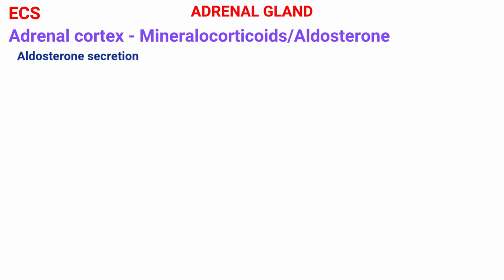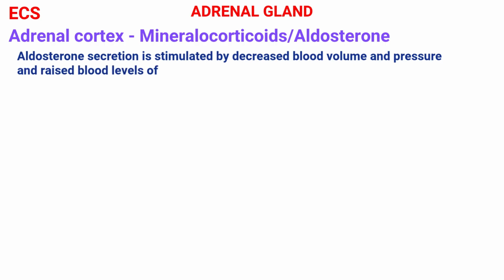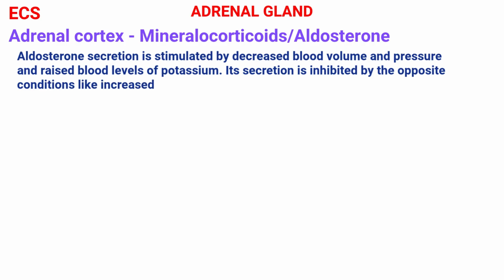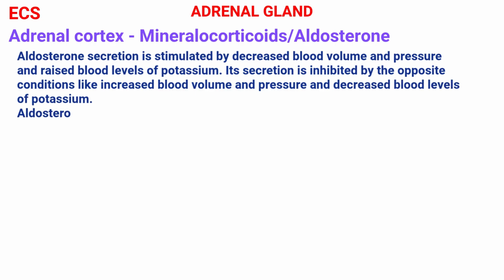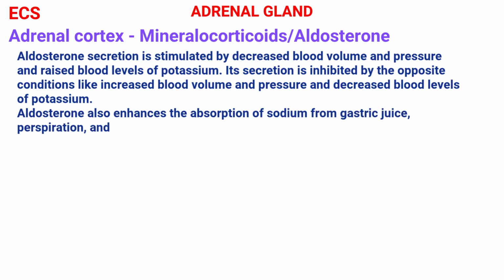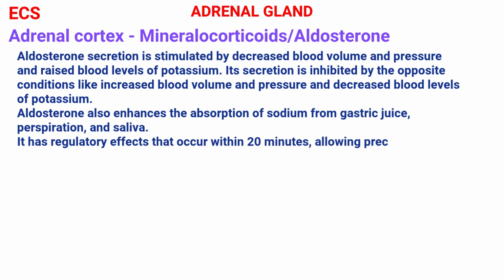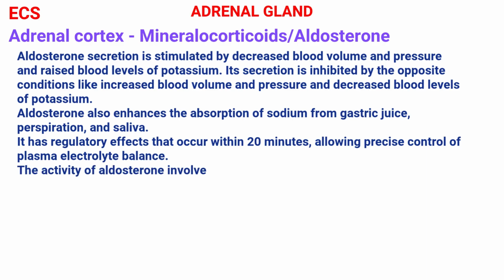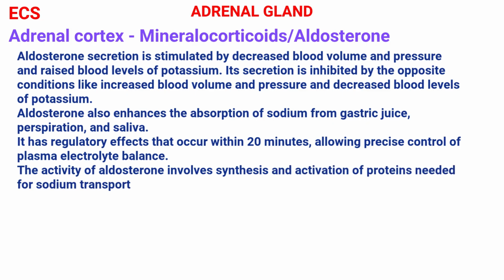Aldosterone secretion is stimulated by decreased blood volume and pressure and raised blood levels of potassium. Therefore, aldosterone secretion is inhibited by the opposite conditions, like increased blood volume and pressure and decreased blood levels of potassium. Aldosterone also enhances the absorption of sodium from gastric juice, perspiration, and saliva. It has regulating effects that occur within 20 minutes, allowing precise control of plasma electrolyte balance. The activity of aldosterone involves synthesis and activation of proteins needed for sodium transport.